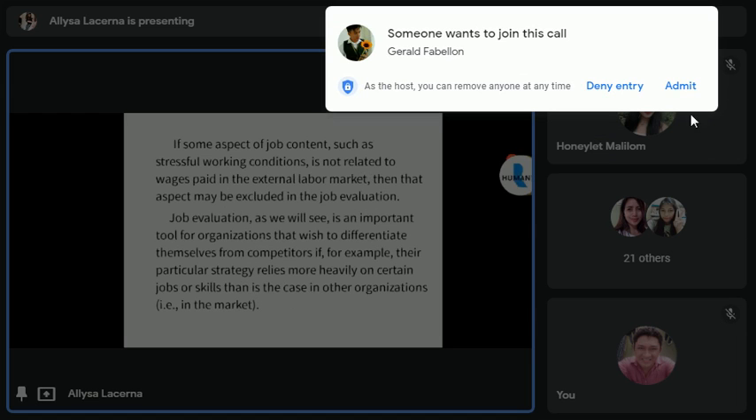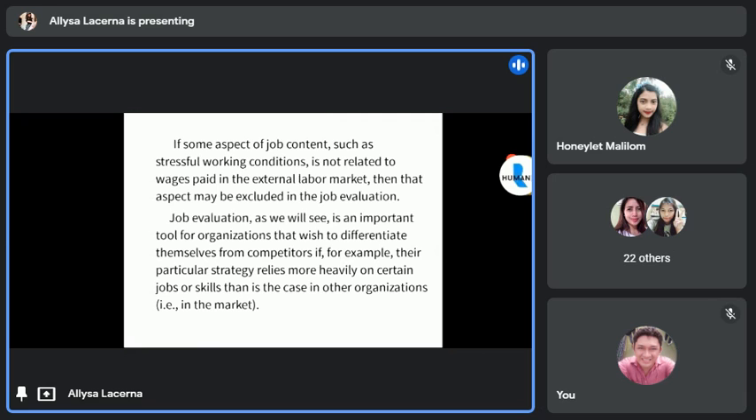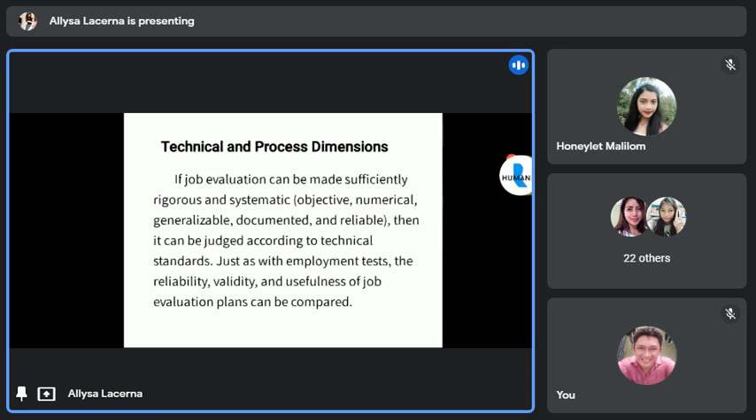So, dito naman, there should be an impact on the outcomes of external market, wherein an increasingly service-oriented economy requires an organization to attract and retain customers to ensure competitive advantage. So let's proceed on the other one, the technical and process dimension.